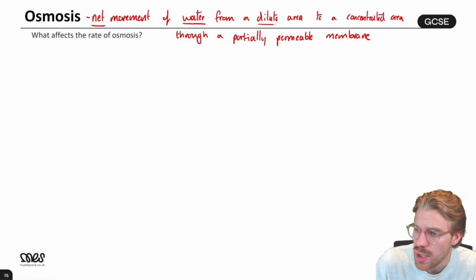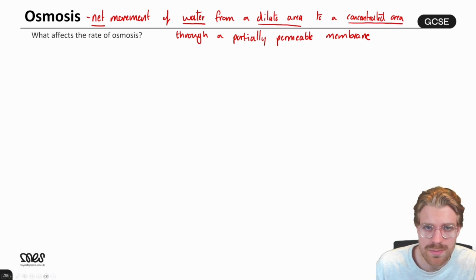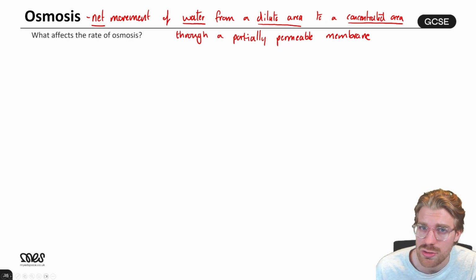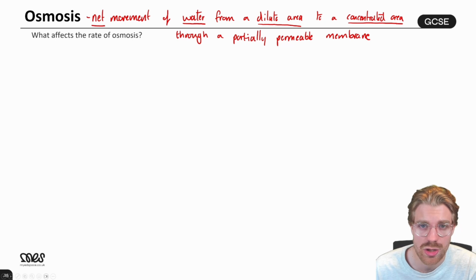Now, this phrasing of dilute area to a concentrated area. Sometimes people might say osmosis is the net movement of water from a high concentration to a low concentration. But what are you talking about? Are you talking about the concentration of water? Are you talking about the concentration of the solute? It's unclear what your definition is referring to. Whereas if we say from a dilute area to a concentrated area, there's no ambiguity. It's obvious what we are saying. So this will make sure that you always get the marks.